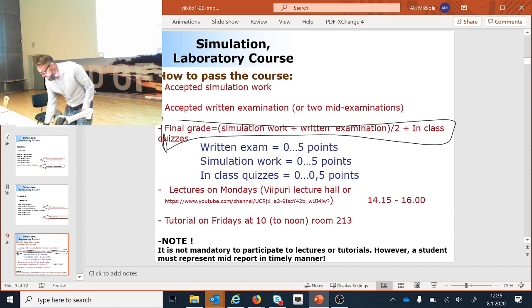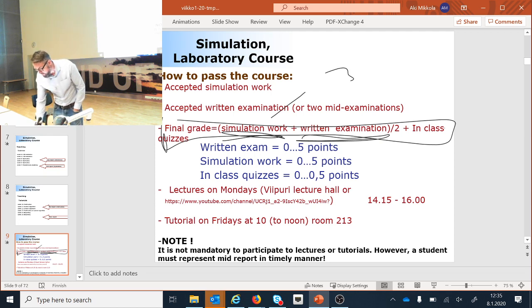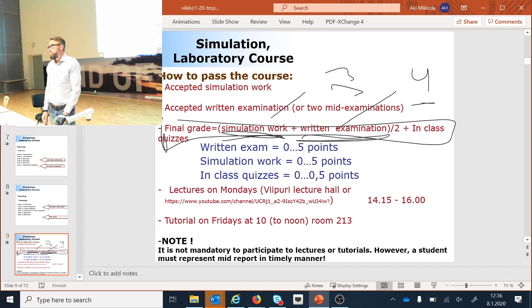So simulation work will be one part of the equation, and that will be combined with the written exam, and then we will take an average of that. Again, we will round that up. Let's say hypothetically you get 3 from simulation work and 4 from the written exam. It's going to be 3 and 4, so it will be rounded up, and your final grade will be 4.